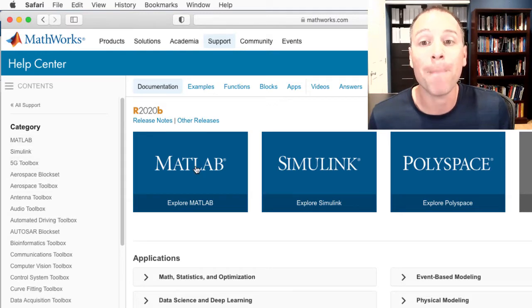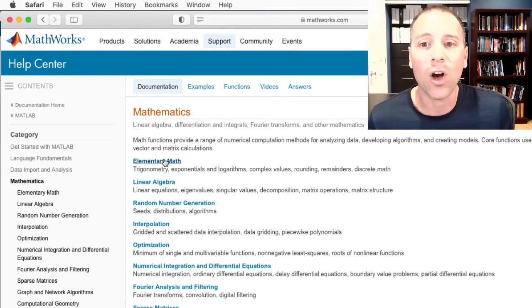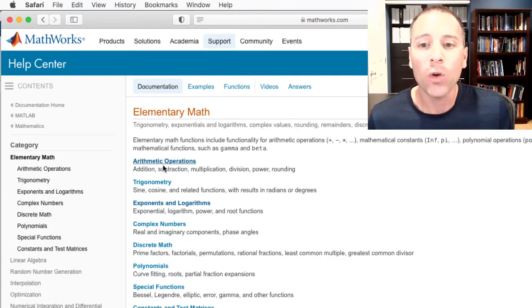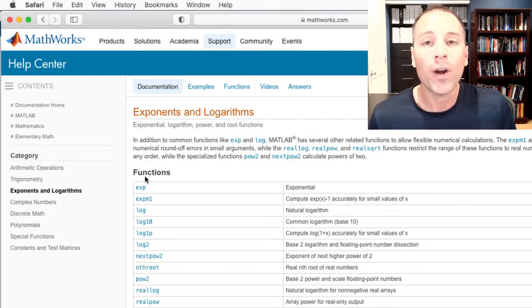Let's start with MATLAB, since that's what we're learning in this case. Then let's go down to the mathematics link and then click on elementary math. Notice that there is a lot of information about arithmetic operations, trigonometry, exponents and logarithms, complex numbers, discrete math. Let's type exponents and logarithms. Let's go ahead and click on that. These are now functions in MATLAB. This gives us a list of functions that MATLAB provides for us.